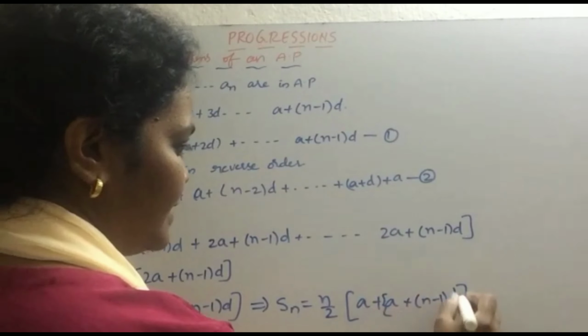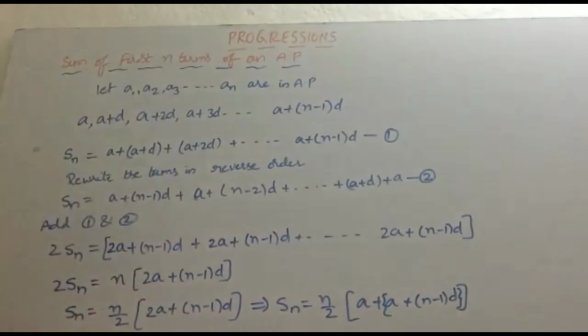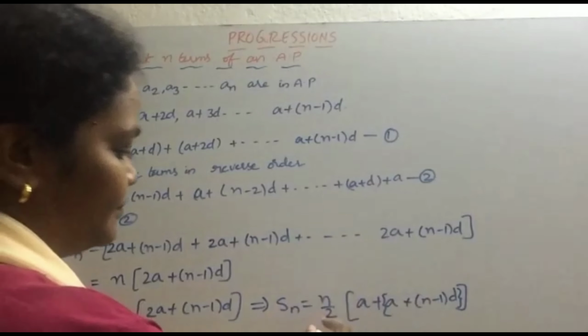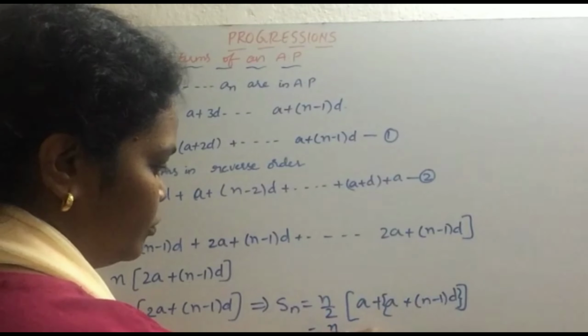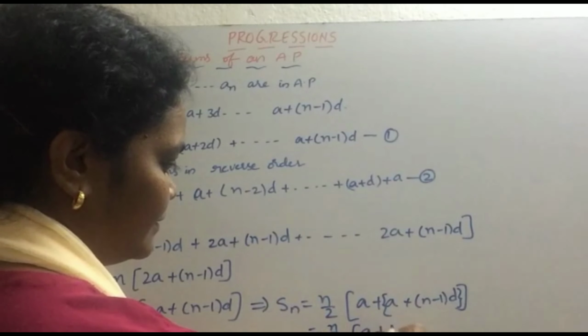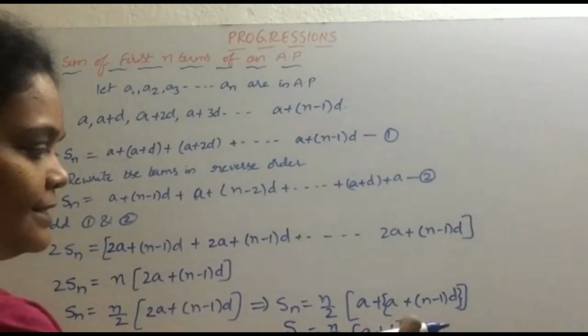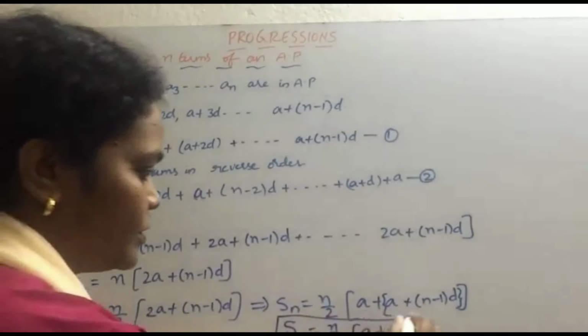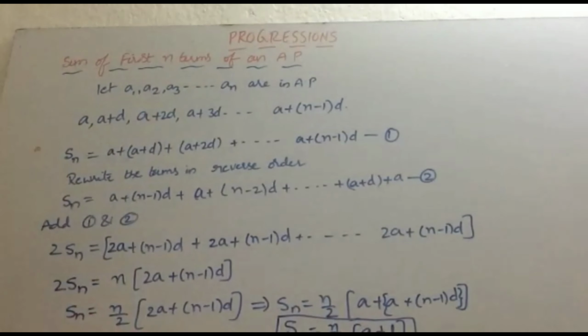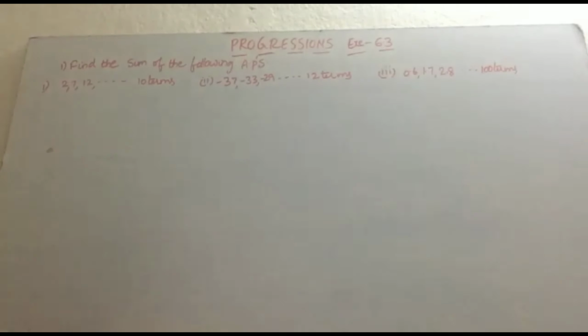So this a plus n minus 1 into d is the last term, that is the nth term. So that means n by 2 into a plus l, where l is the last term. So the sum of first n terms, Sn equal to n by 2 into a plus l. Now we will see the exercise problems.